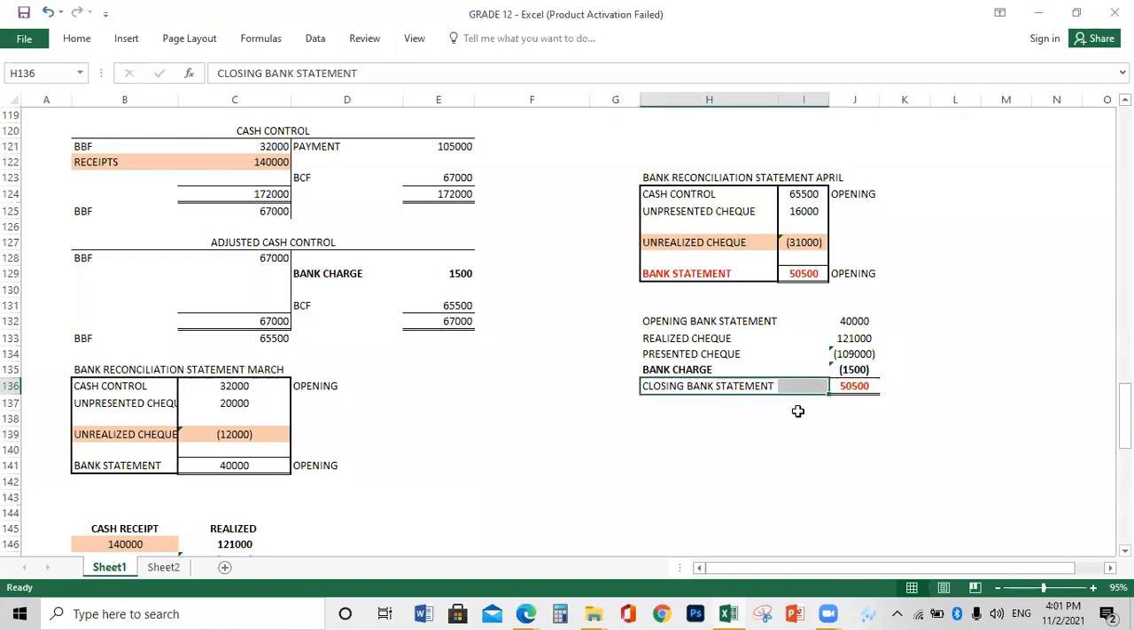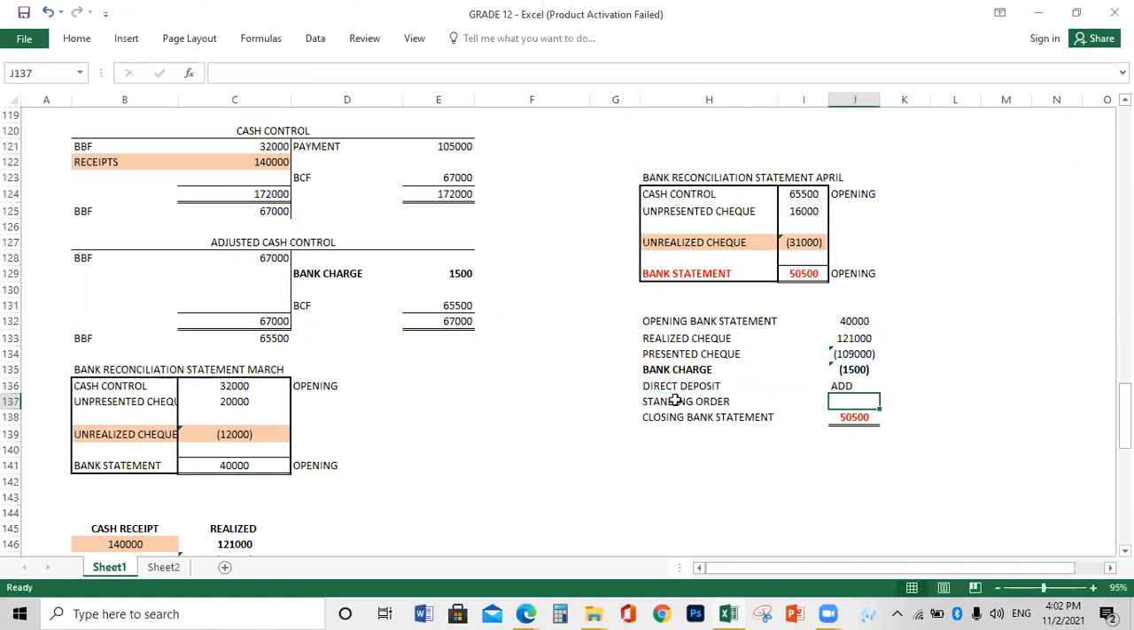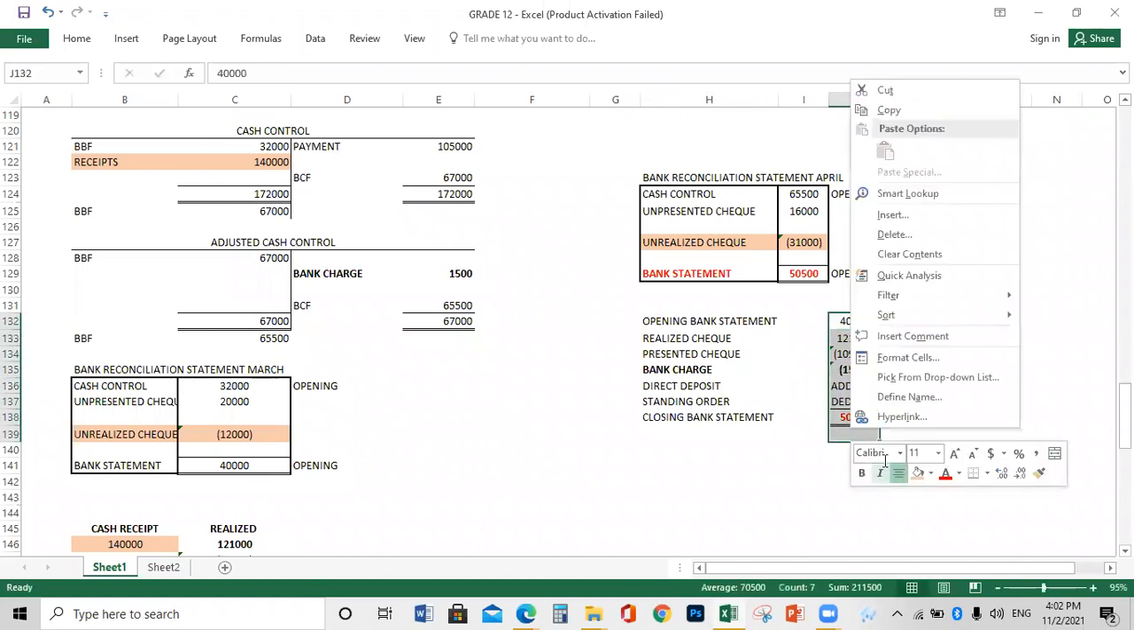Now Khadija is asking, Miss, if there is a direct deposit, are we adding it to calculate the bank statement? Exactly. Direct deposit is also an omission. For example, let's say there is a direct deposit, then you will add. Let's say there is a standing order. That is also an omission, and it will reduce your bank statement balance, so you will deduct it. Like that, guys, all these omissions should be separately shown in the bank statement, because that's going to affect your balance.